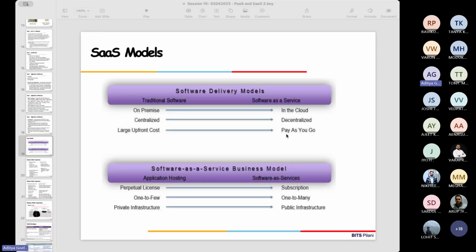The business model for application hosting requires perpetual licenses, whereas SaaS is mostly subscription based. Many times, even free subscriptions are given so that it can be tried and tested before it is used. Application hosting, for example, is one to few, whereas SaaS is one to many. Application hosting from the infrastructure point of view is private, whereas in the case of SaaS, it is a shared public infrastructure, isn't it?